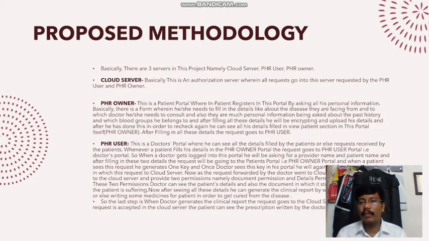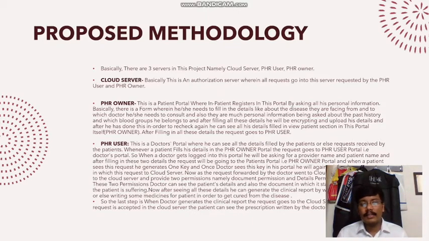Now, as the request forwarded by the doctor went to the cloud server, we need to go into the cloud server and provide two permissions. Basically, one is document permission and the second one is details permission. After providing these two permissions, the doctor can see the patient details and also the document showing which disease the patient is suffering from. Now, after seeing all these details, he can generate the clinical report by writing some suggestions or giving some medications regarding the disease so that the patient can get cured.